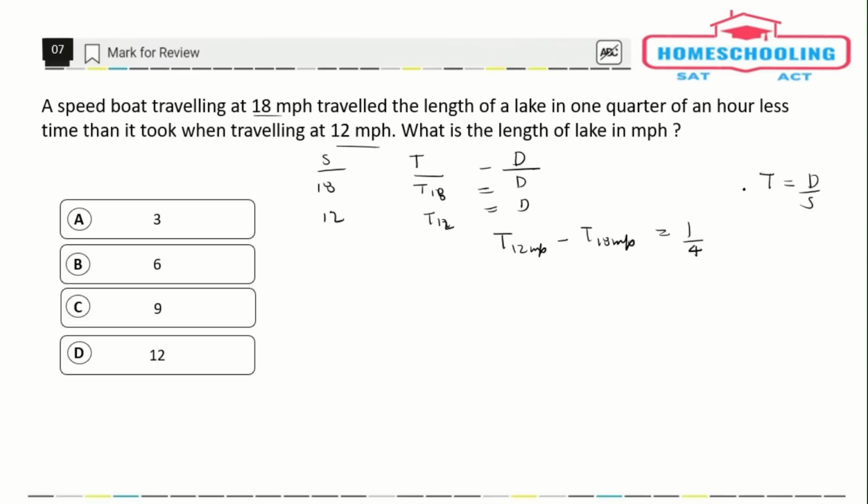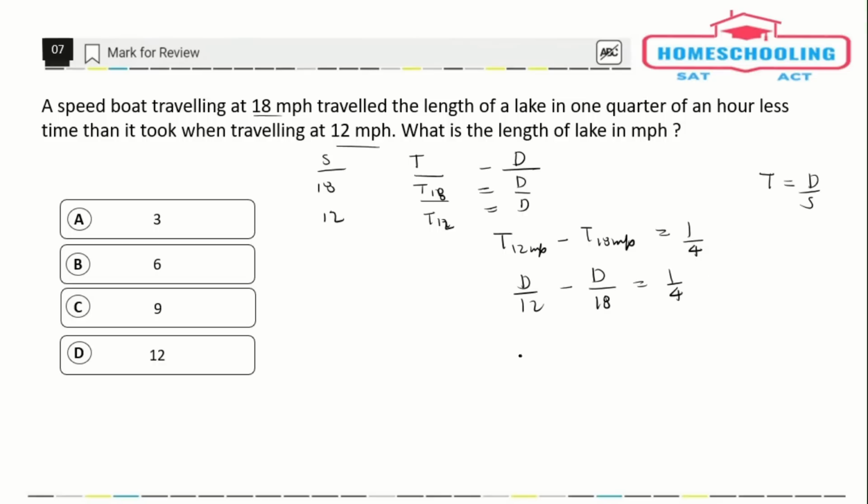Now let's put this formula here. Time is equal to distance upon speed. So for t12, the distance is d and the speed is 12, so d over 12, minus d over 18 for time t18, where the distance is d and the speed is 18. So d/12 minus d/18 is equal to 1/4, because it took a quarter, 1/4 of an hour, less.